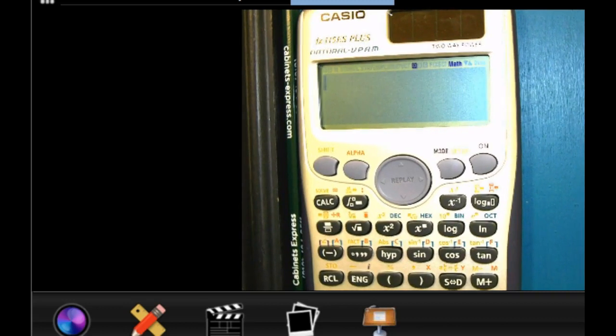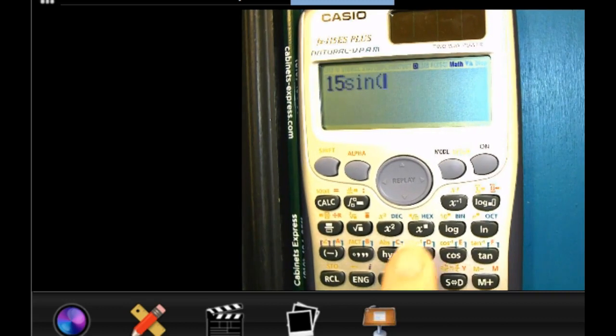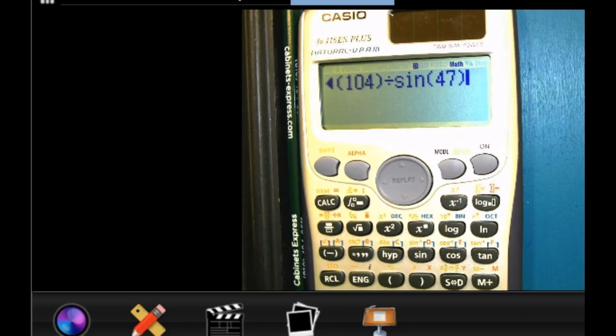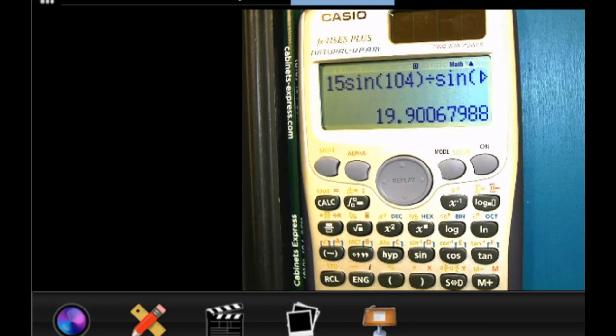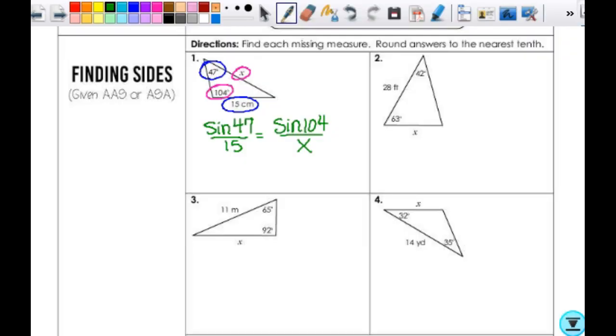All right, so we're going to do 15 times the sine of 104, and then divide that by the sine of 47. And if you wanted to, because you can with the fractions on this calculator, you could do it in fraction form. It doesn't matter. But that's what we get right there. Okay? Everybody okay with that? That is my answer.